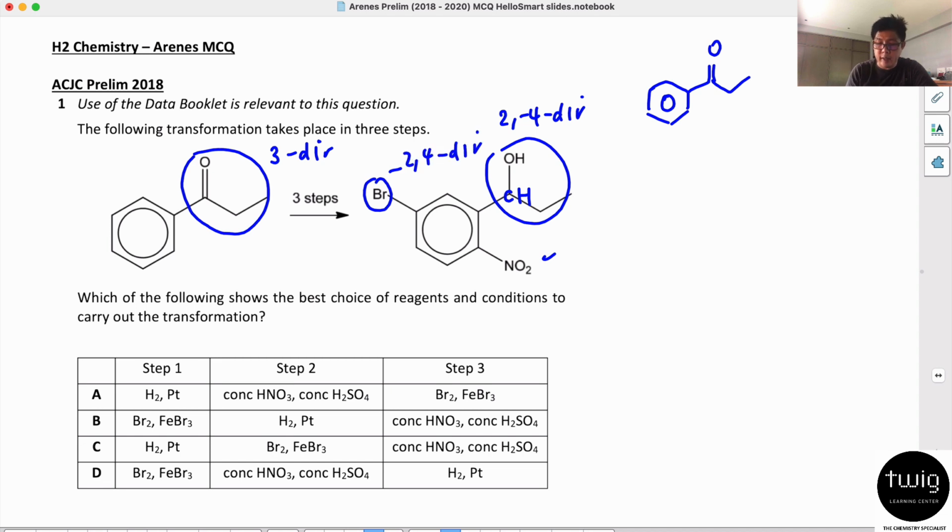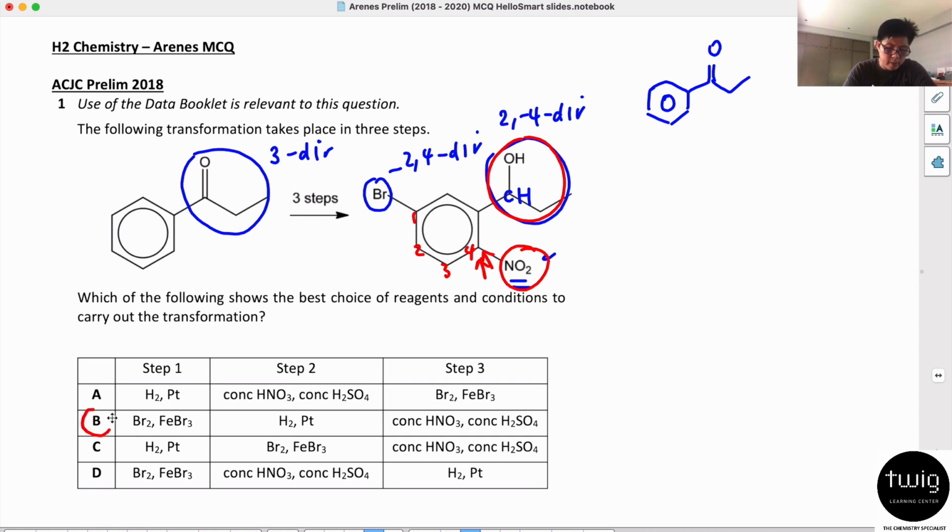So if you want to put in the NO2, this is the perfect time, because this group here is 2,4 directing. It will direct any electrophile to this position, and Br, which is 2,4 directing, so there's like 1, 2, 3, 4, it will direct the electrophile also to this position, right? So which means that in the very last step, you direct the NO2 to this position. Okay, so let's see how it's done.